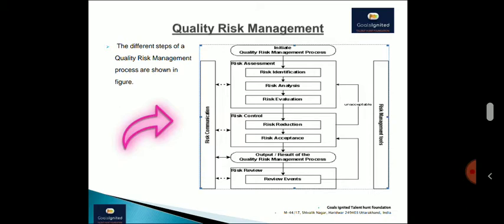You will find there the risk assessment. There are three steps: risk identification, risk analysis, and risk evaluation. These are the three steps which comprise the risk assessment. Then in risk control there is risk reduction and risk acceptance, and finally the output and result of quality risk management is the risk review, which is basically a review of all the events which are assessed by the risk assessment team.